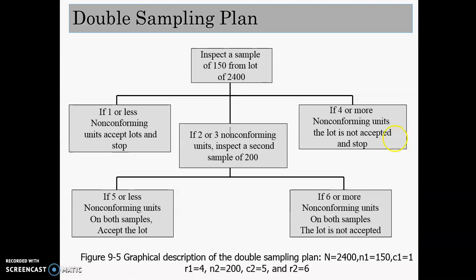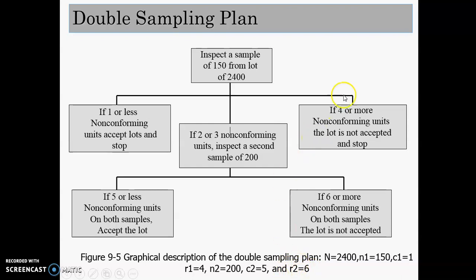This is a case for double sampling plan inspections. In this case, the bigger lot size is 2400. First sample size is 150. Accepted number is 1 for the first case. Rejected number is 4. Second sample size is 200. Second accepted number is 5. Second rejected number is 6.